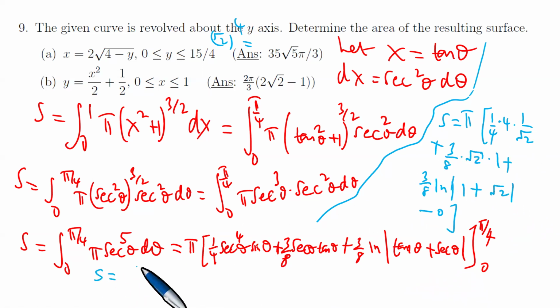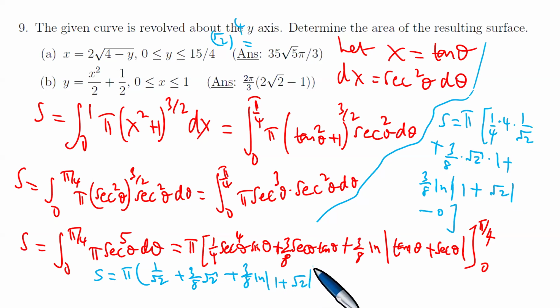So the area of the surface, then it's pi outside. Then the 4 and the 4 cancel out, giving us 1 over the square root of 2. And then this one here becomes exactly 3 out of 8. The square root of 2. And then it is 3 out of 8. The ln of 1 plus the square root of 2. Like that.